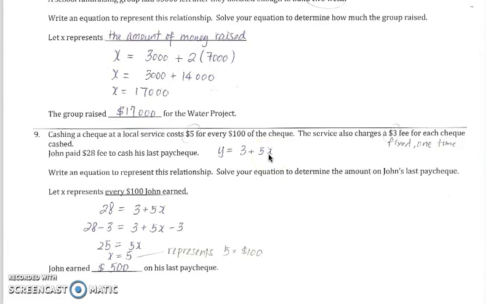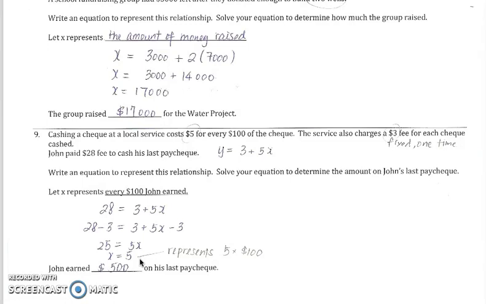So altogether, y is how much service fee John paid, and it can be calculated by adding 3 and 5x together. So now knowing John paid $28, we can say 28 is equal to 3 plus 5x. Undo the 3 to isolate the 5x term. 25 is equal to 5x. Now isolate x by dividing both sides by 5. x is equal to 5.